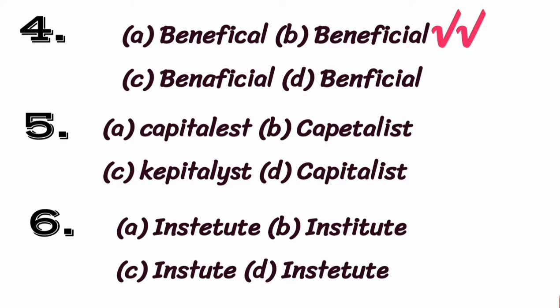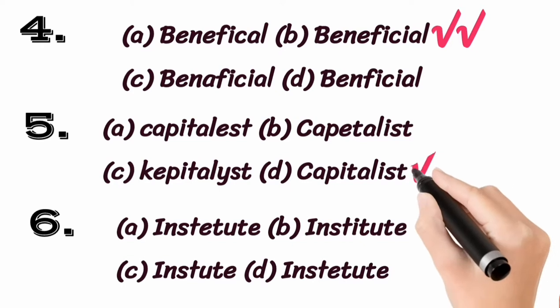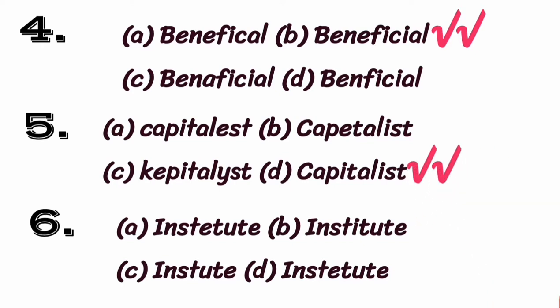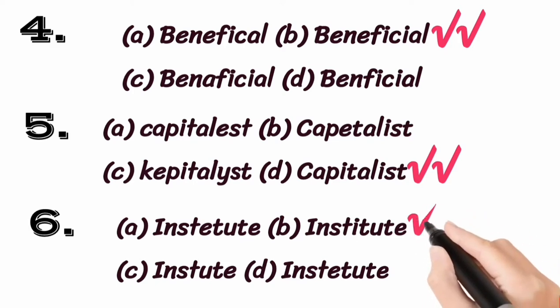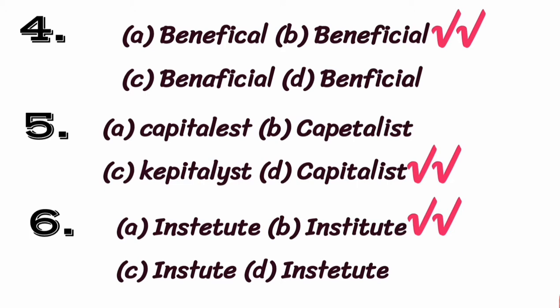BENEFICIAL, beneficial. Fifth question is about the word capitalist, and the correct spelling of the word capitalist is option D, CAPITALIST. Sixth question is about the word institute, and the correct spelling for the word institute is neither A nor C nor D, but it is B, INSTITUTE, institute. Option B is the correct spelling for the word institute.